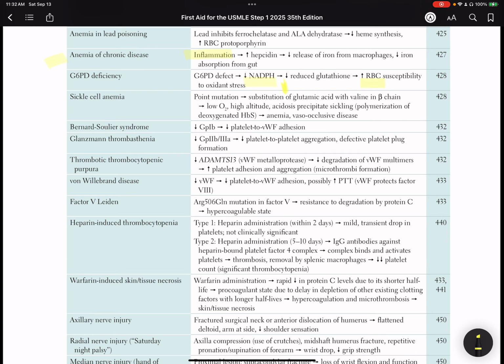Next condition is sickle cell anemia. Sickle cell anemia is caused by a point mutation causing substitution of glutamic acid with valine in the beta chain. This leads to low oxygen, high altitude, and acidosis, which precipitate sickling and polymerization of deoxygenated HbS, causing anemia. You also see vaso-occlusive disease in sickle cell.